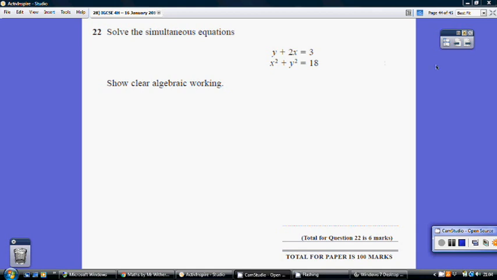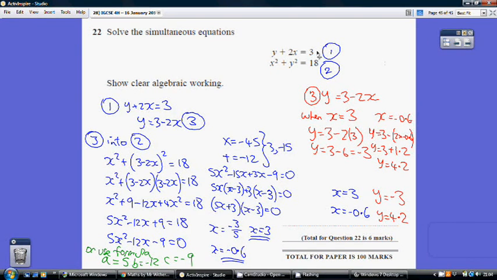Question 22. Now, I didn't think this was too bad for the hardest question on the paper, and if you practice these, this was fairly straightforward. So take the linear equation, the top one, the one without the squares, and make either x or y the subject. As y is already just a single y, it's easiest just to make y the subject, so take away 2x from both sides, so y equals 3 minus 2x. Now I'm going to take this value for y, 3 minus 2x, and substitute that in, replacing the y in the non-linear equation. So rather than x squared plus y squared equals 18, it's going to be x squared plus 3 minus 2x all squared equaling 18.